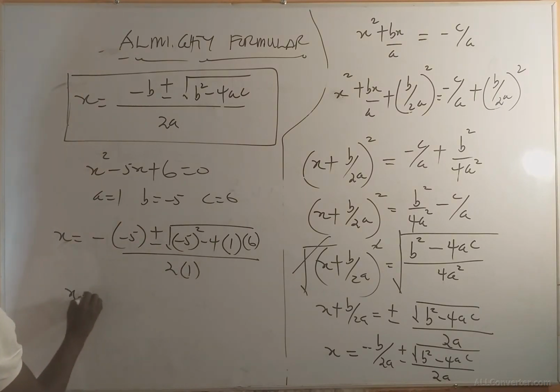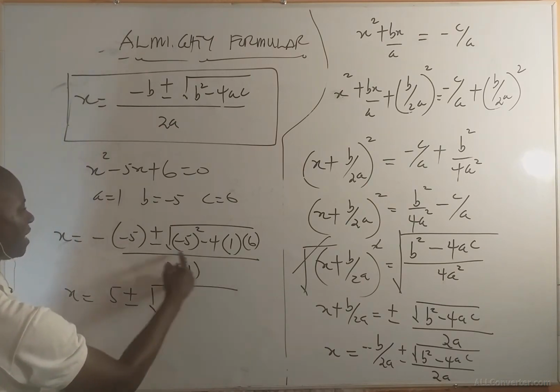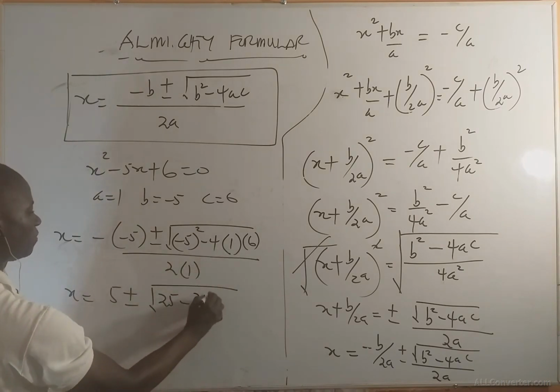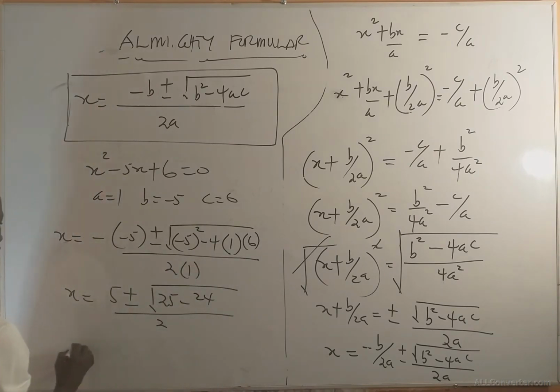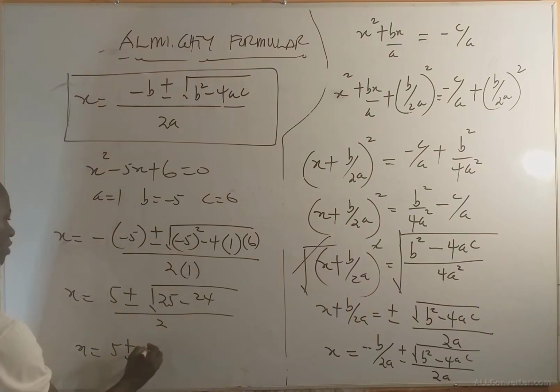So we simplify this. We have minus 1 times minus 5 will give us plus 5, plus or minus the root of minus 5 squared, which is 25, minus 4 times 1 times 6, which is 24, all divided by 2. So x will be equal to 5 plus or minus, now take note, this 25 minus 24 is 1. The square root of 1 is 1, all divided by 2.